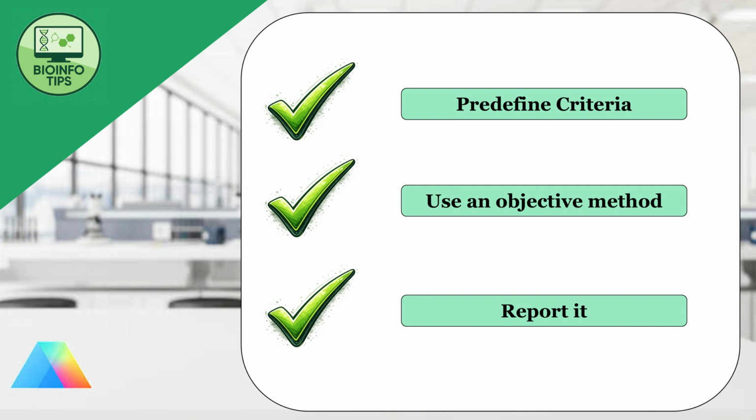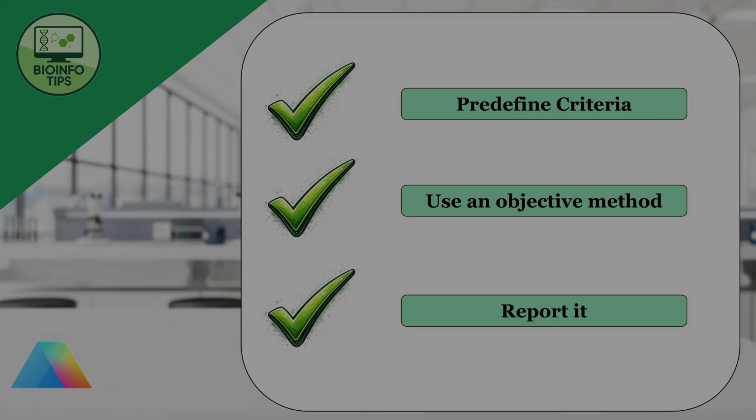First, predefine criteria. Your method section should state how outliers were identified. Secondly, use an objective method. In GraphPad, you can use the ROUT test. It makes a robust regression and outlier removal, based on false discovery rate, the Q value. And third, report it. If you remove outliers, you must report which test you used, how many were removed, and ideally show analysis with and without them.